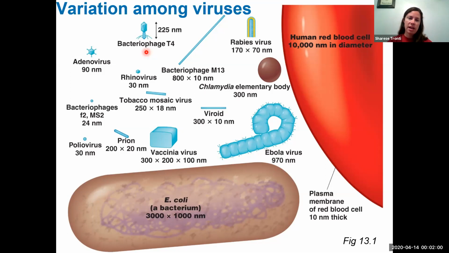We see it has this head with the tail region, but not all viruses look like that. Some of them have spikes on the outside. Some of them are just straight lines. Some of them are circular. We have this Ebola virus, which looks kind of like a worm, but we see that they're all small. Here we have a bacterium as an example to see that viruses are smaller than bacteria, and of course bacteria are much smaller than a red blood cell.